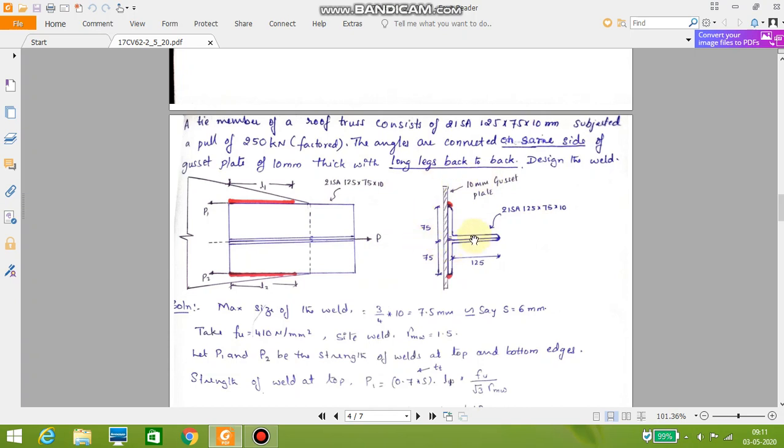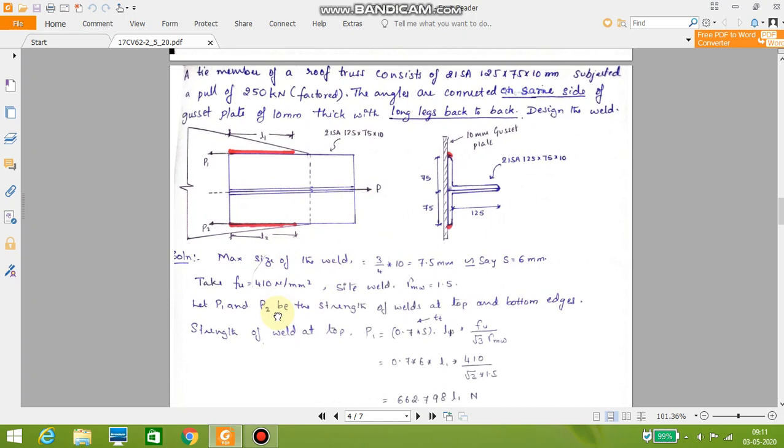These are the long legs. Long legs are back to back, and these ISA, the angle sections, are connected on the same side of the gusset plate. This is the gusset plate, the hatched one, 10 mm. This is how it will be viewed, and this is length of the weld at the top, length of the weld at the bottom. Only two places we can do the weld here.